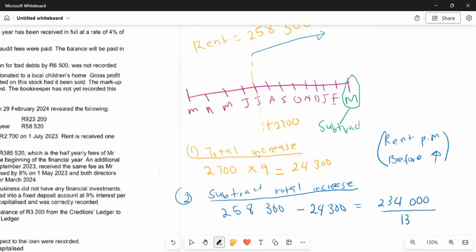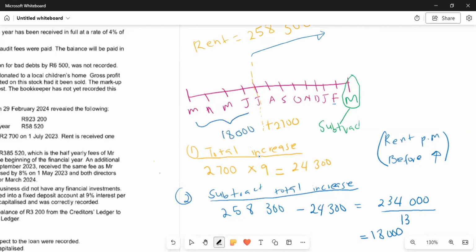And now, after we've divided this amount by the total number of months, we're going to get what was the rent per month before it was increased. So this divided by 13. So the rent per month before the increase, it was 18,000 rands. So meaning that the rent from March, April, May, and June, right, from this point up until this point, the rent per month was 18,000.